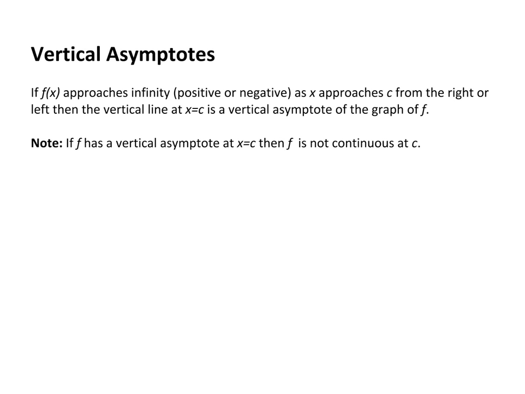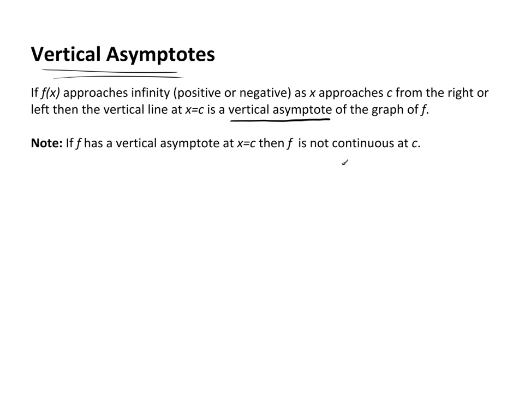This idea of limits, left-hand limit, right-hand limit, going to infinity, brings us to the topic of vertical asymptotes. So let's start off with a bit of a definition here. If a function f of x approaches infinity, either positive or negative infinity, as x approaches c, where c is some real number, from the right or left, then the vertical line at x equals c is a vertical asymptote of the graph of f.